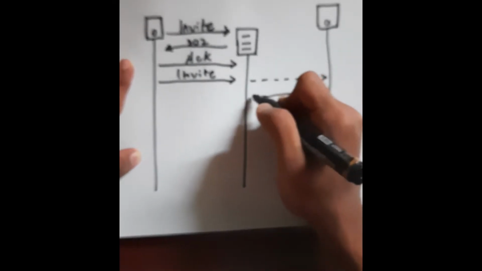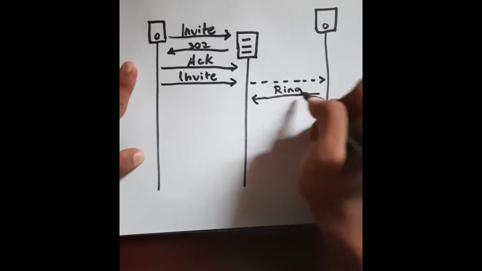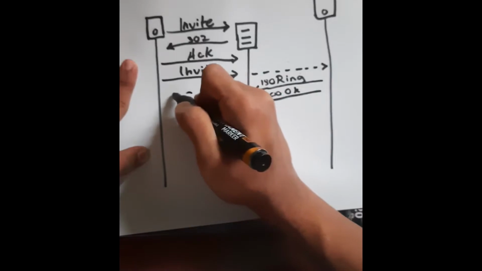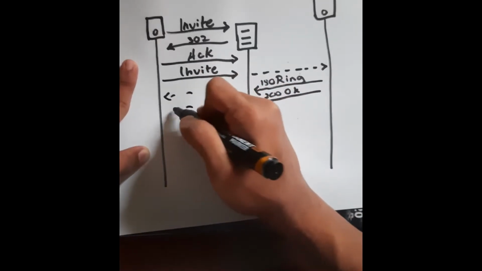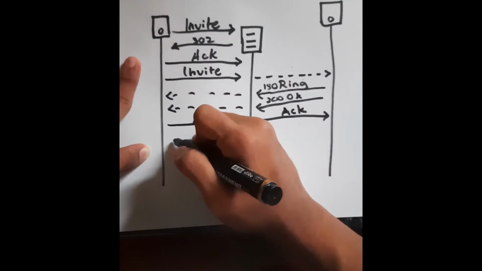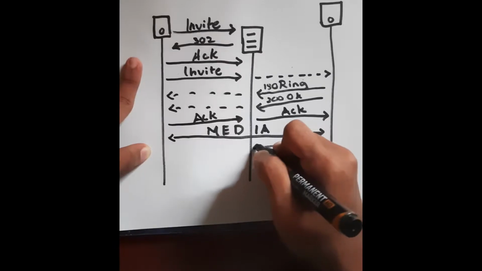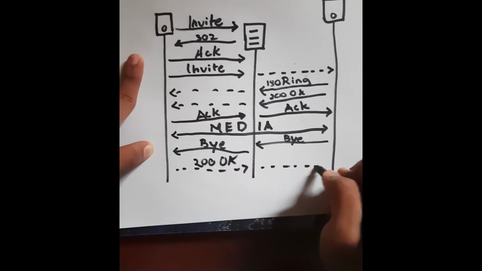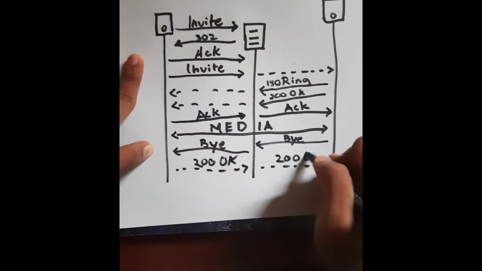After that, his phone starts ringing, and when he picks up, he will send a 200 OK, and that 200 OK notification will be forwarded to Alice to say that the call has been picked up. The acknowledgement will be sent back to Bob, and the media connection will be established. After that, when Bob hangs up the phone, a notification is once again sent back, and a 200 OK is established from both ends.